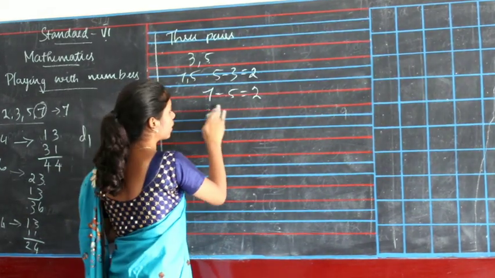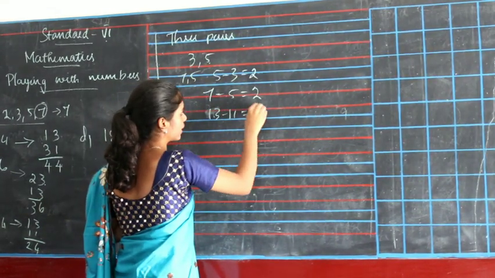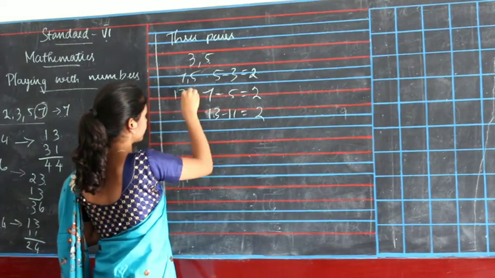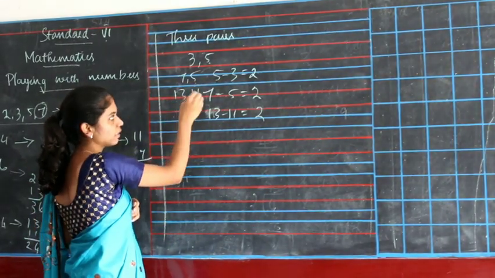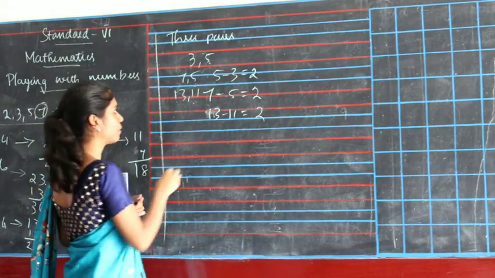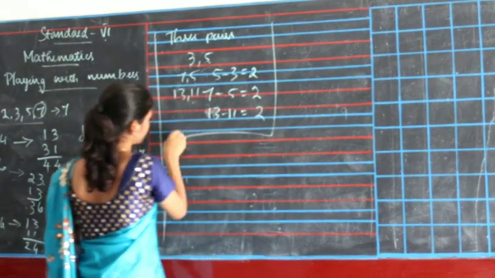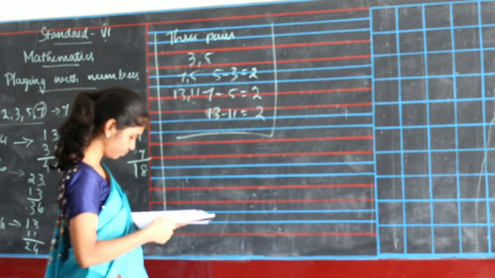11 and 13 and 11, you will get 2. So 3 sets: 3, 5; 5, 7; 11, 13. Okay, find one more pair of such prime numbers.